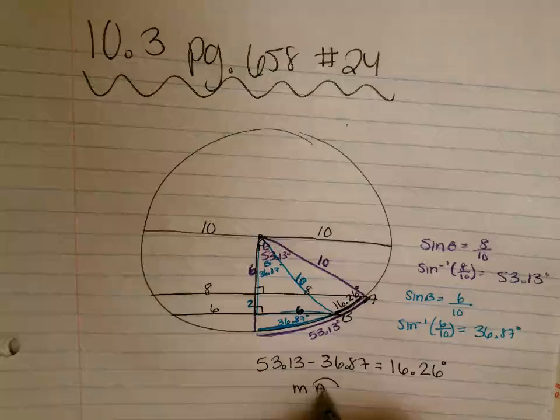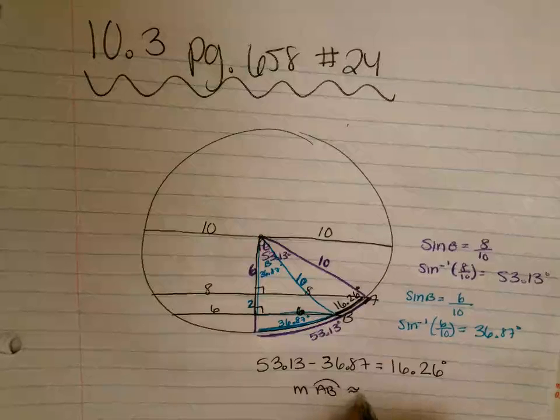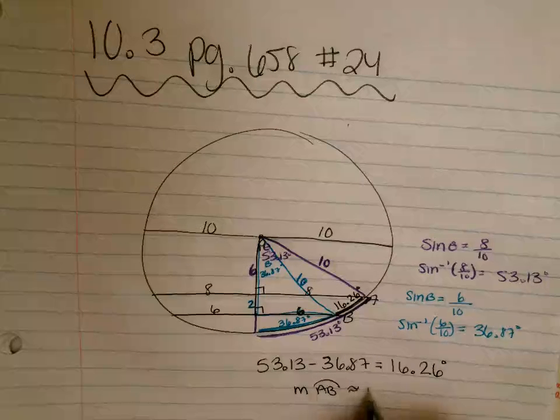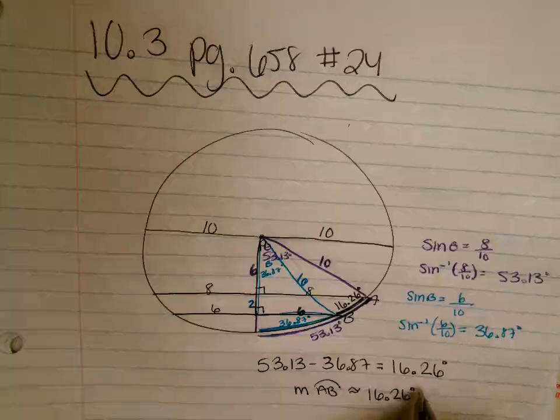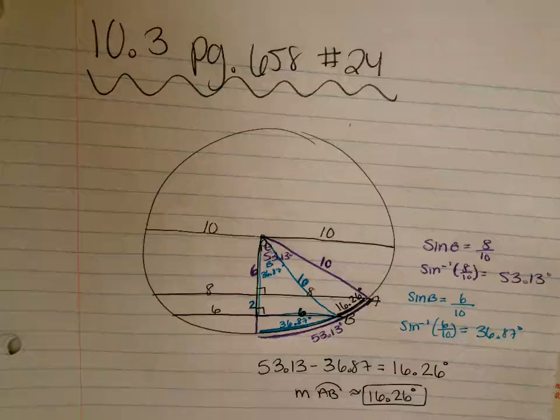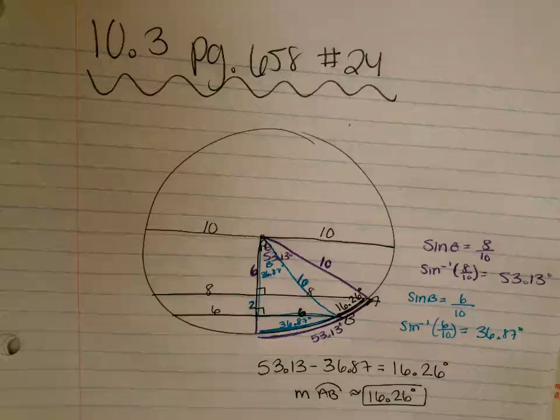So the measure of arc AB is going to be approximately 16.26 degrees. And that is our challenge problem for the evening.